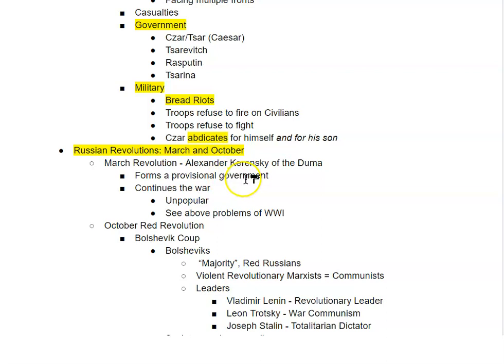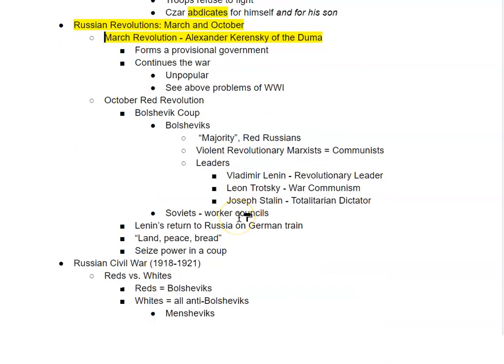So the Tsar's abdication essentially forces this March Revolution, which is led by the Duma, the democratic leaders in Russia, under Alexander Kerensky, and they form a provisional or temporary government of Russia. They make the unpopular decision to continue the war. They believe that this is the big one, the revolution is coming, the Americans are coming, and that Russia will be able to hang on against Germany, and that this is the change that Russia needs, but see the above problems of World War I.